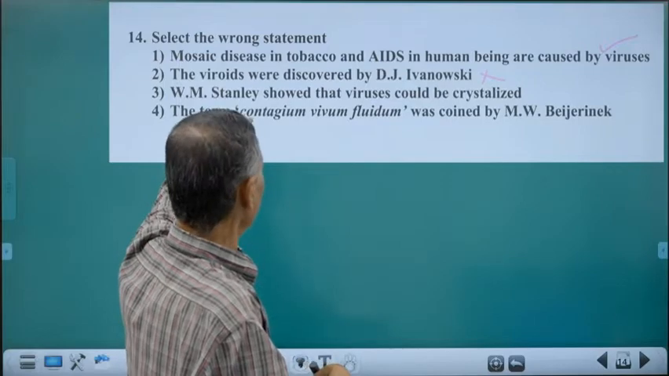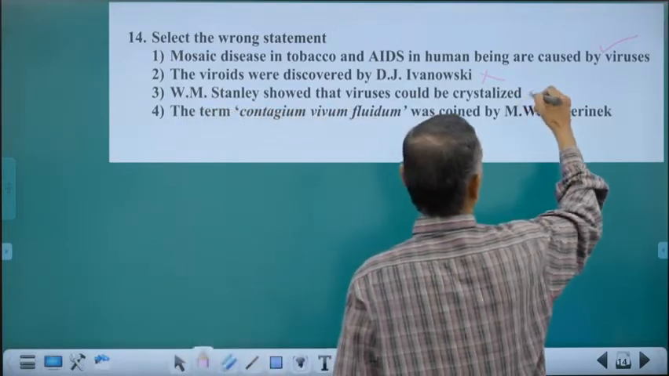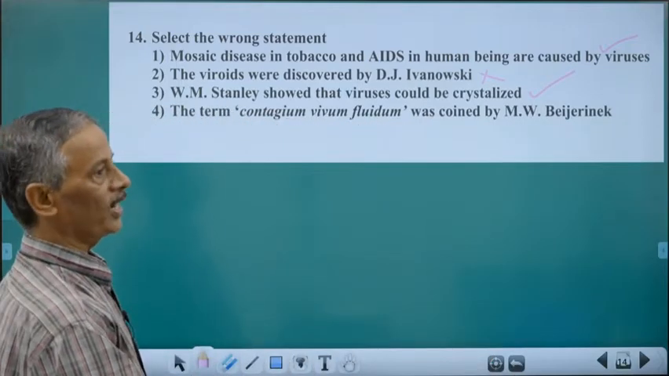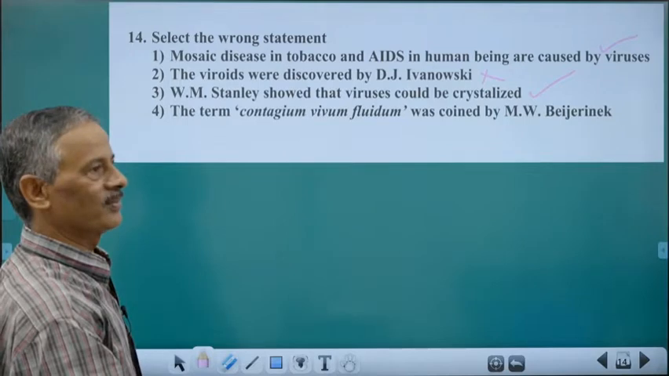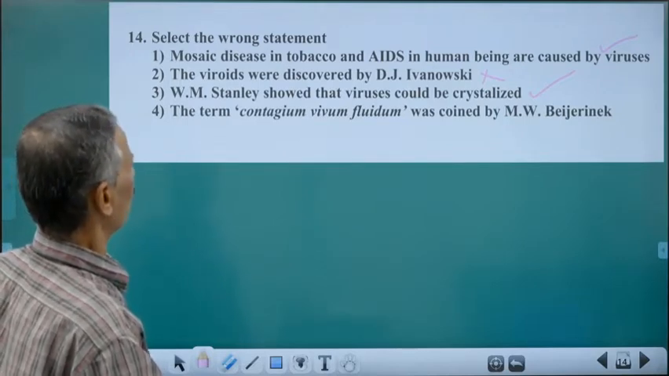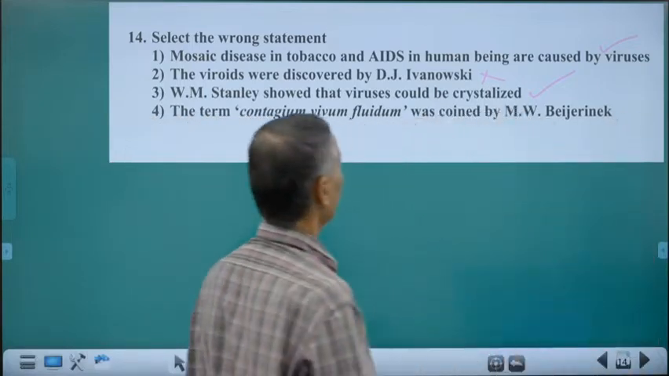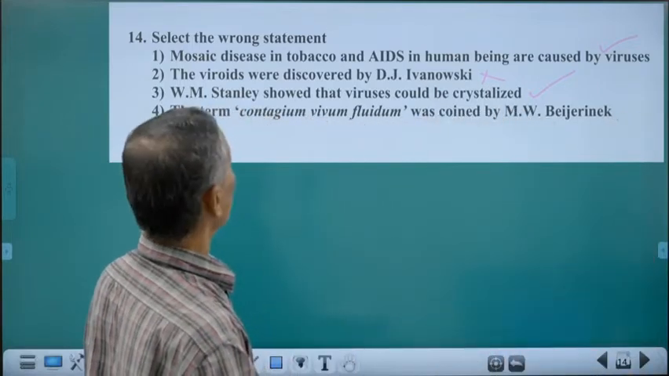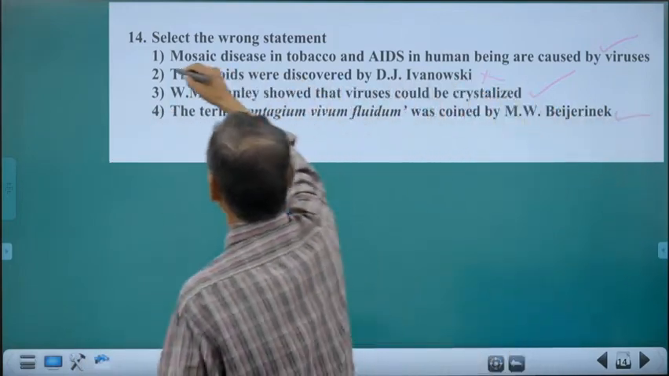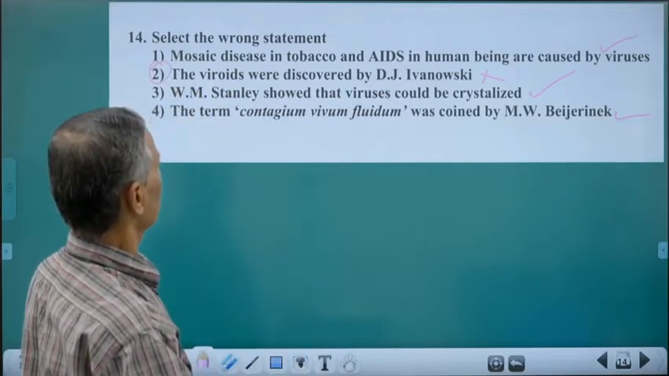W.M. Stanley showed that viruses could be crystallized. This American, for the first time, separated the virus and found that they are lifeless crystals, correct. The term contagium vivum fluidum was coined by Beijerinck. So, we have only the two, statement number 2, which is the wrong one. Okay.